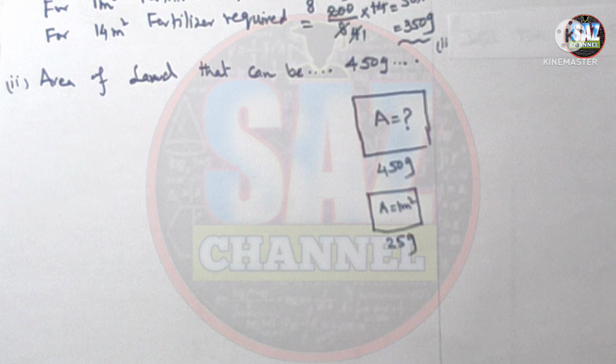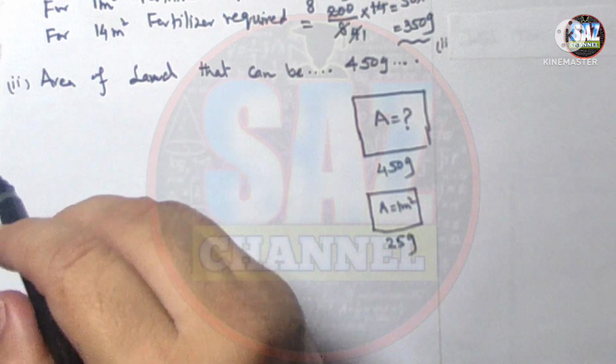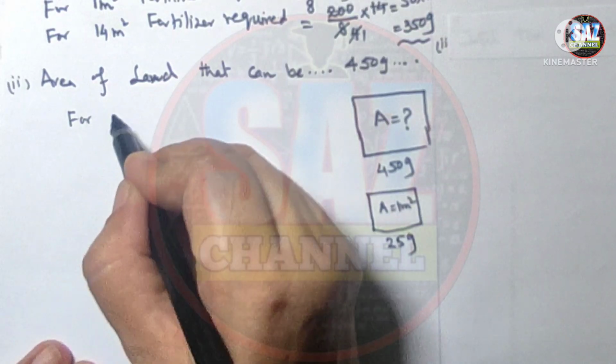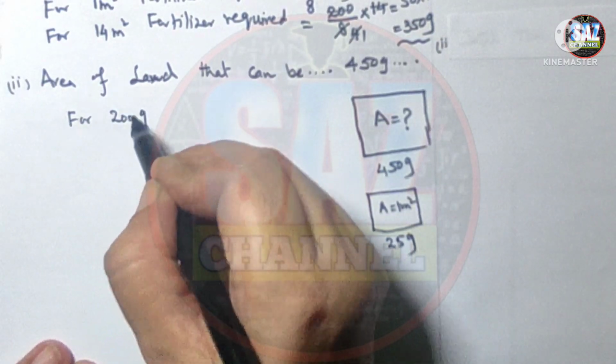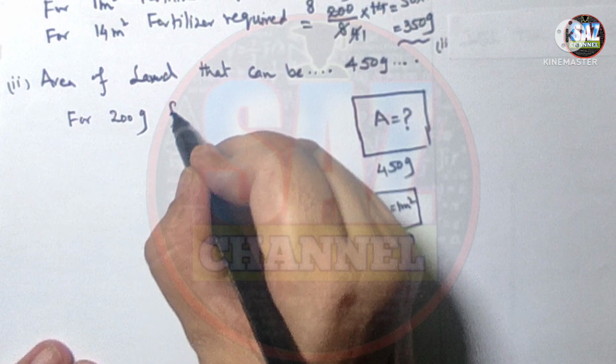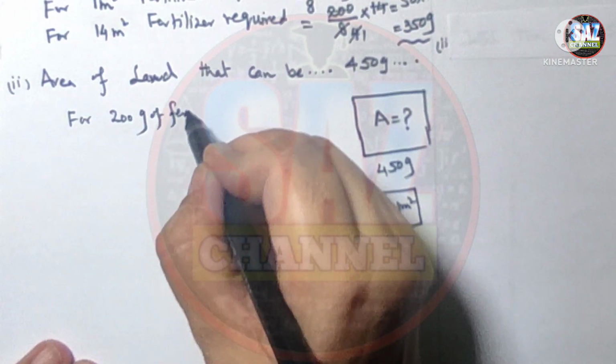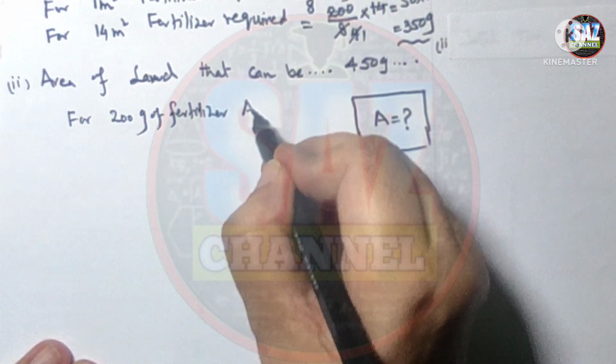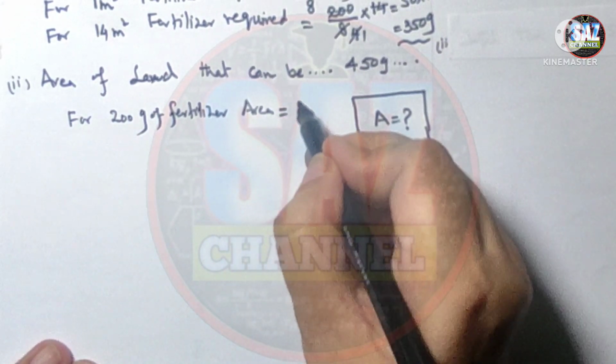So what we are going to do is that for 200 grams of fertilizer, area equals 8 meter square.